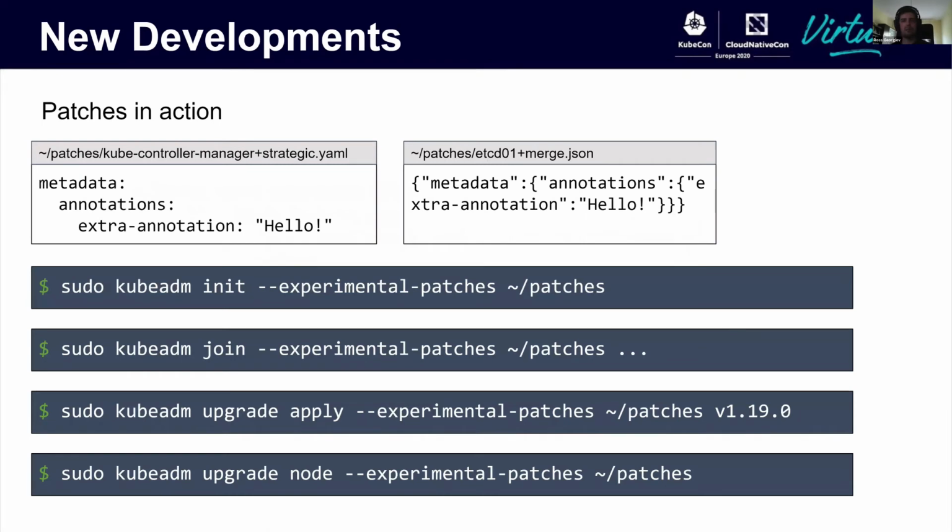For example, you can see a couple of patches here in action. The first patch on the top left is a strategic patch in YAML format that's going to be applied against the kube-controller-manager pod, and it's going to introduce a new annotation called extra annotation with a value of hello to the static pod of the kube-controller-manager. The second patch, the one on the right, is being applied against the etcd static pod, and it's using the merge strategy and JSON format. These patches are all specified by placing them in a single directory, and the path to that directory is supplied as an argument to the --experimental-patches command line option. This option is right now supported by kubeadm init, kubeadm join, kubeadm upgrade apply, and kubeadm upgrade node commands.